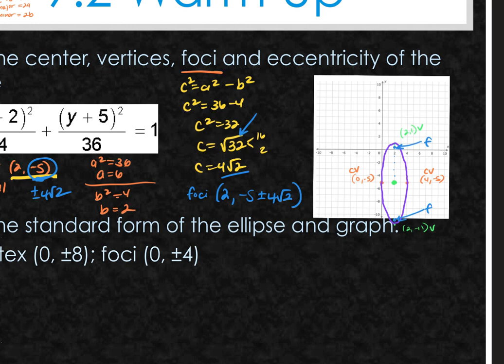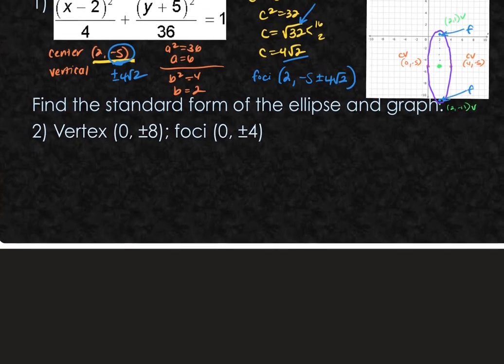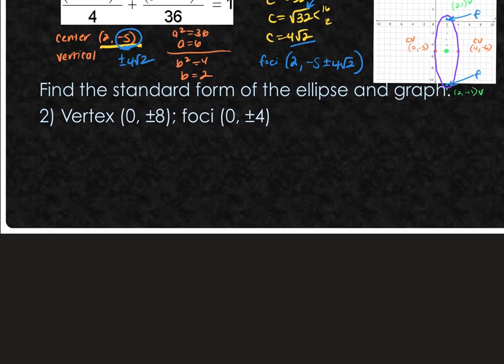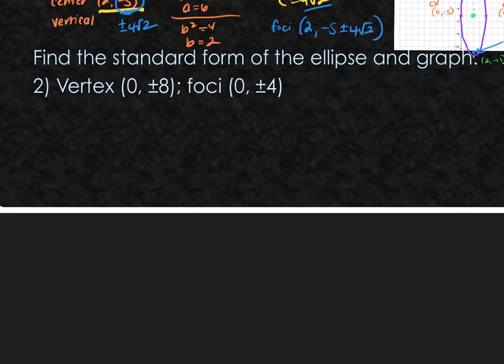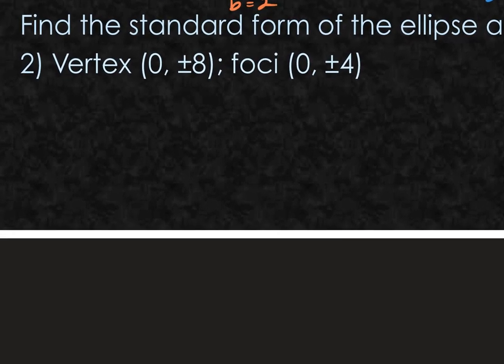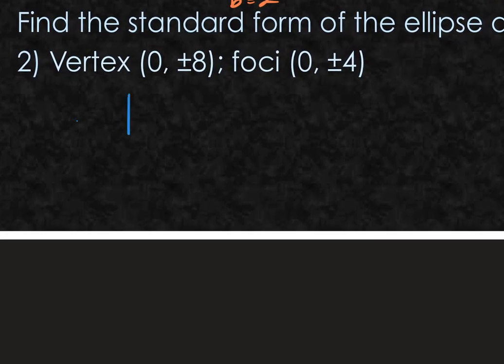Questions? All right, number 2 says find the standard form of the ellipse and then graph it. This time I gave you the vertices and the foci. So if my vertex is at 0, -8, and at 0, +8, what does that already tell you about this? It's vertical, which means which one gets the a? y is over the a. What else do you know?